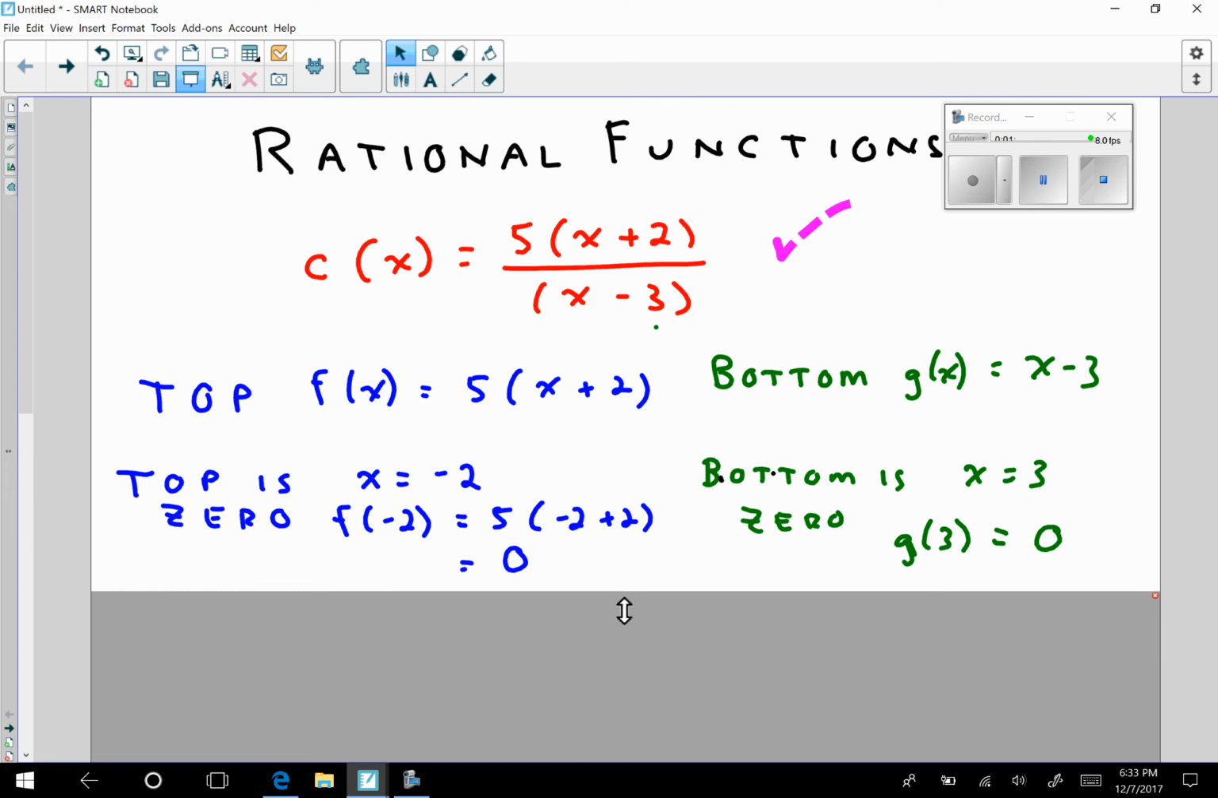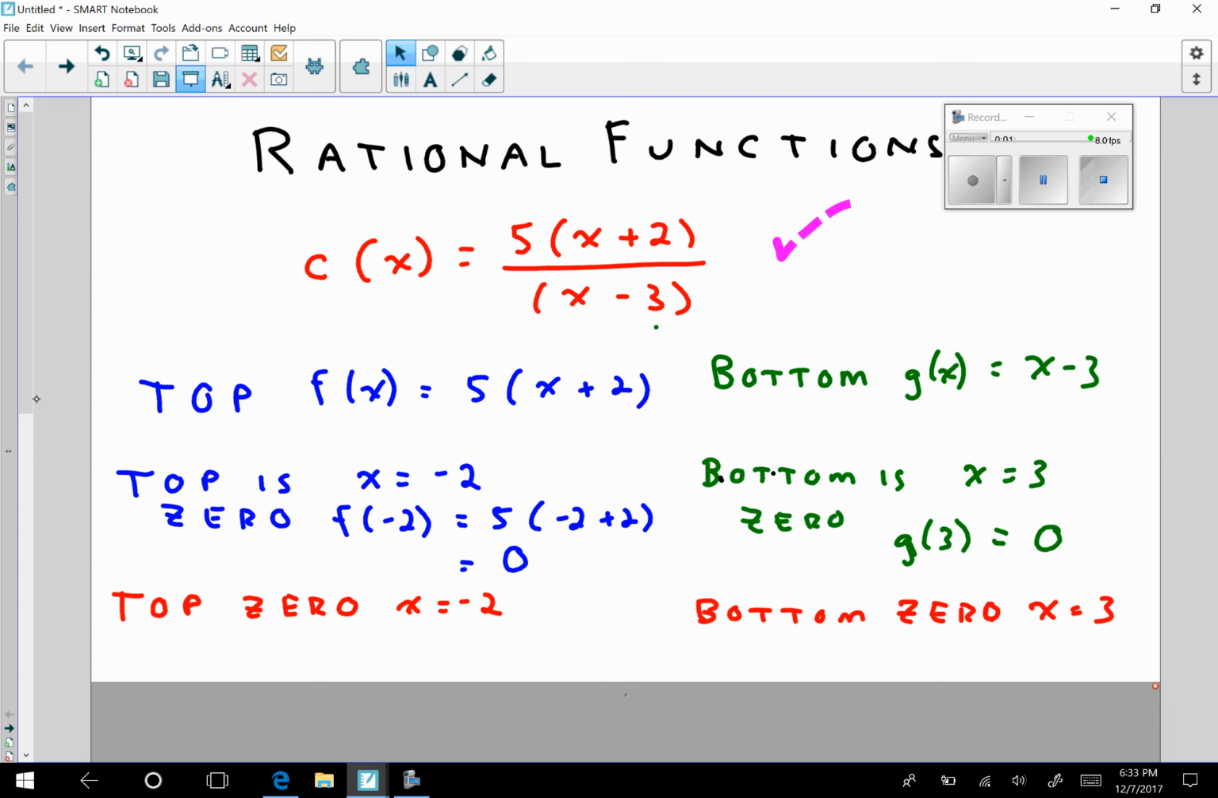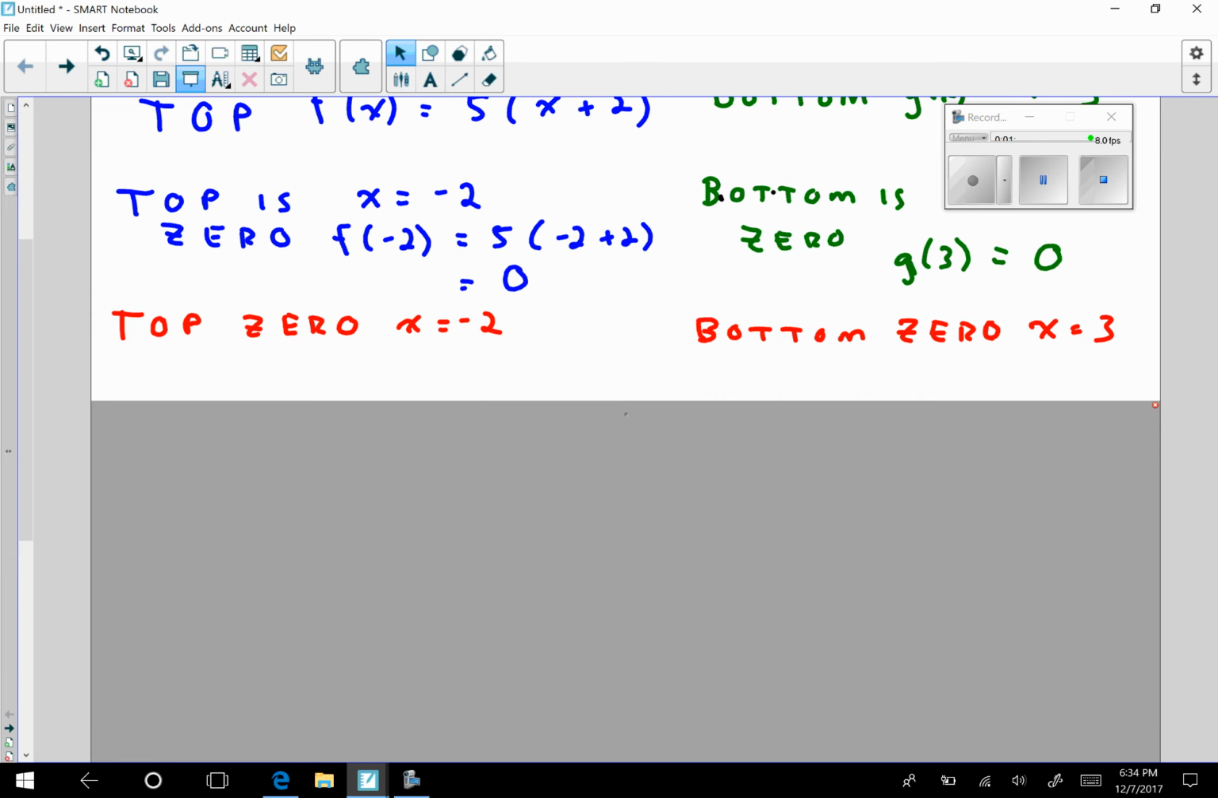I'm going to use this information a lot. Top is 0 at x equals negative 2. The bottom is 0 at x equals 3. Good, solid information that we definitely will use down the road.